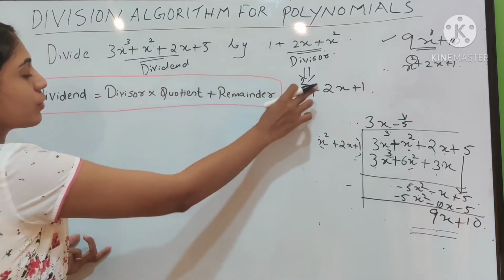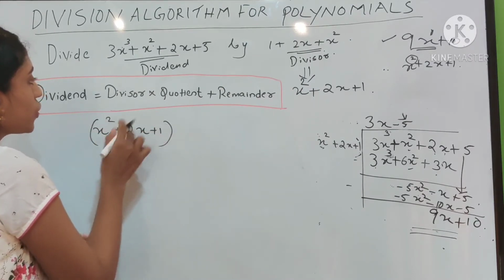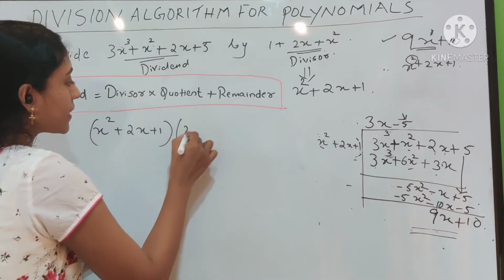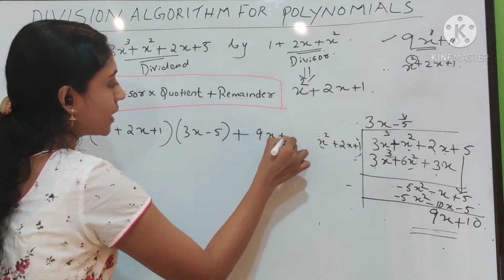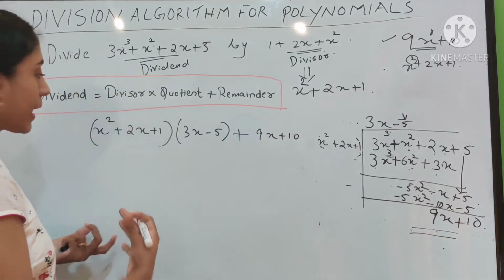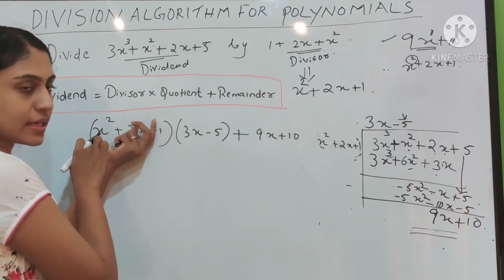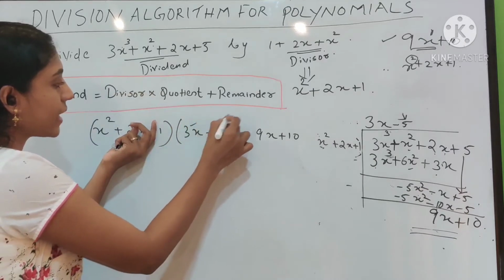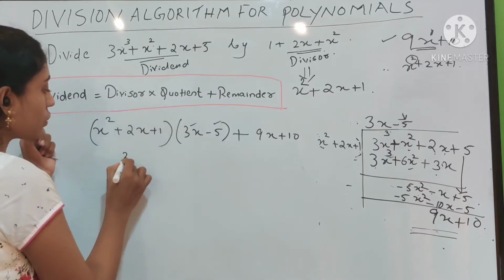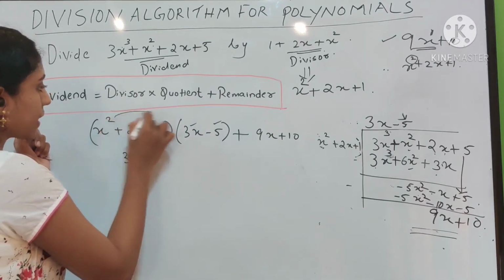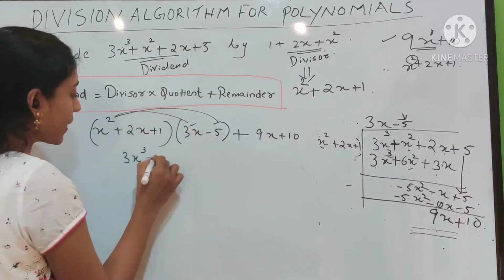So divisor into quotient. What is the divisor? x square plus 2x plus 1. Divisor into quotient. What is the quotient? 3x minus 5. Plus what is the remainder? Remainder is 9x plus 10. We can calculate. Okay. So take the first term, x square plus 2x plus 1. The first term is x square. So multiply x square with 3x and minus 5. So as to get x square into 3x, what is 3x cube. Then x square into minus 5. What is the answer? Minus 5 into x square, minus 5x.